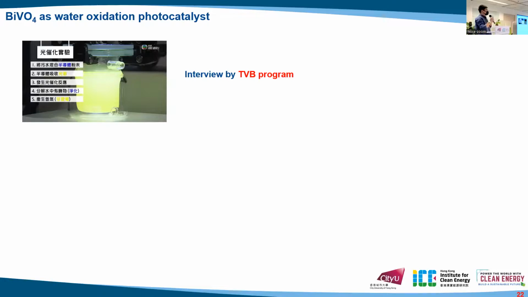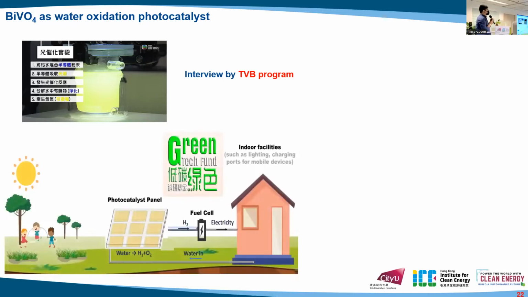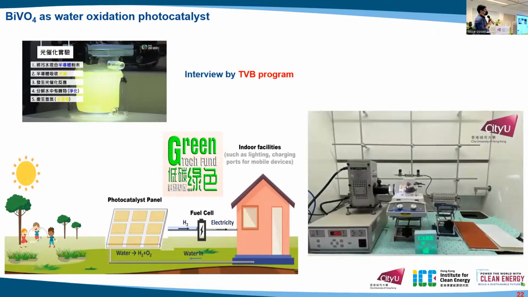And recently, led by our PI, Professor Wu, we secured a very competitive grant from the Green Tech Fund, in which we will build a demonstration kit using the photocatalyst panel in the Hong Kong Community Park for demonstration and educational purposes, which can increase greater public awareness about sustainable development and carbon neutrality in our University of Hong Kong. And meanwhile, our group also collaborates with the Electrical and Mechanical Services Department of the Hong Kong government.